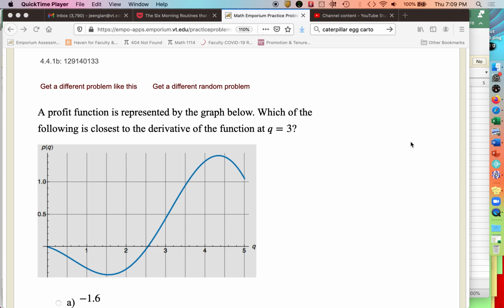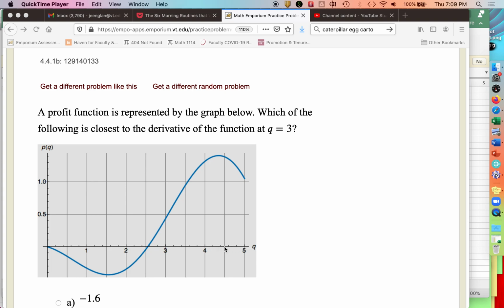441b, a profit function is represented by the graph below. Which of the following is closest to the derivative of the function at q equals 3? So if you remember, the derivative is the same thing as the slope of the tangent line. So what we want to try to do on this one is draw a tangent line that is based on this point at q equals 3.